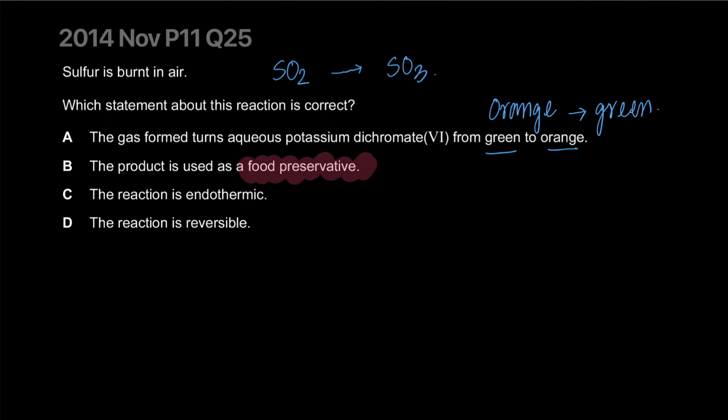The reaction is endothermic. While you're burning it, it won't be burning if it's exothermic, right? You're burning it. That implies it's exothermic. The reaction is not reversible. Well, you're burning it, and it's actually this reaction which is reversible, sulfur dioxide to sulfur trioxide. So the correct answer is B.